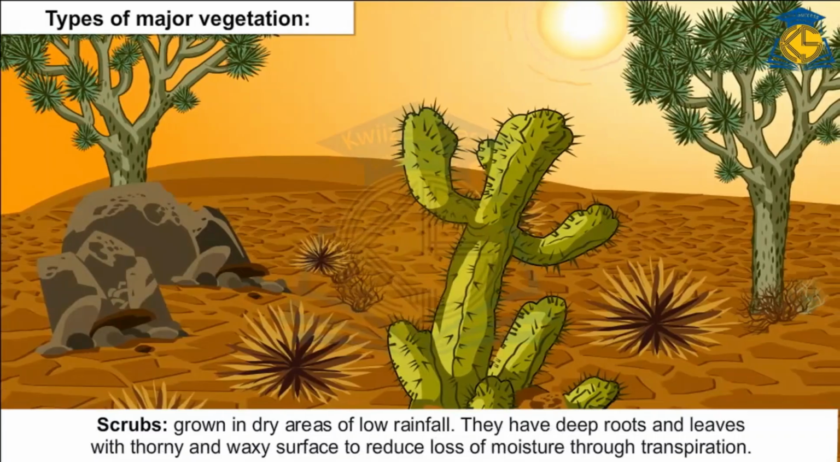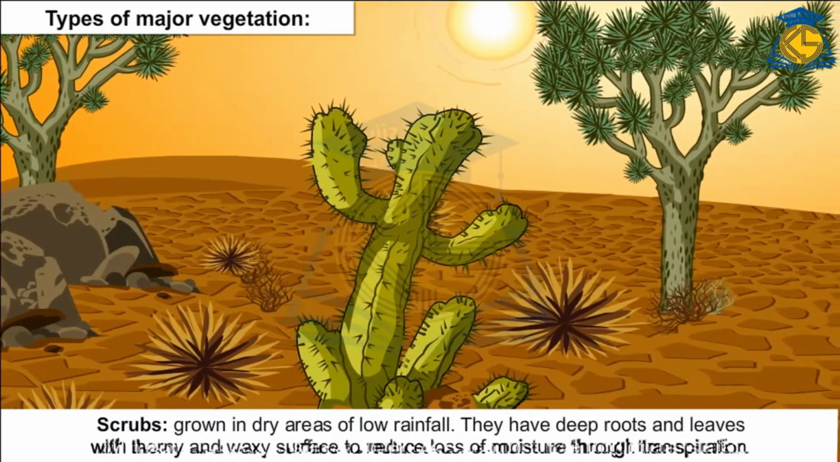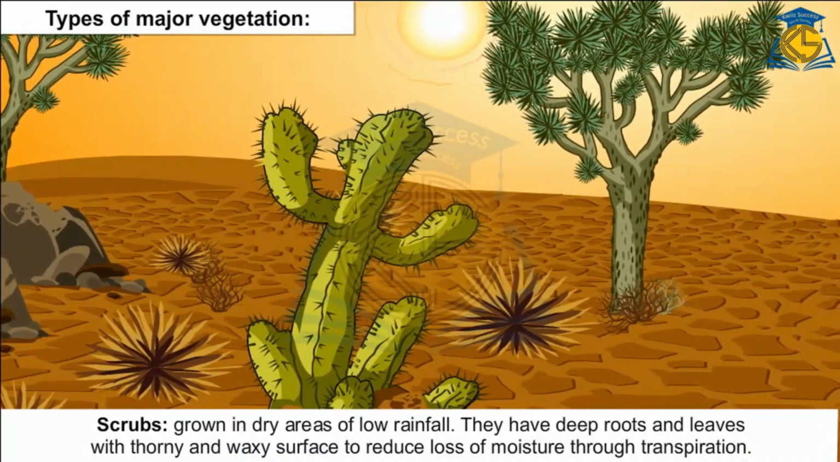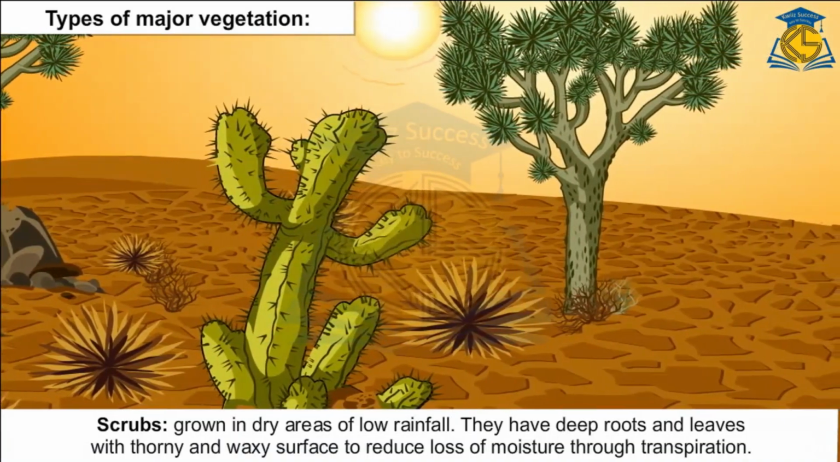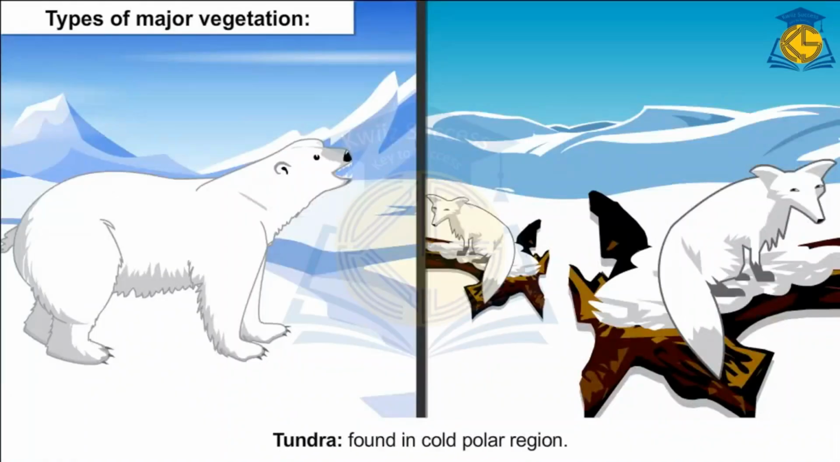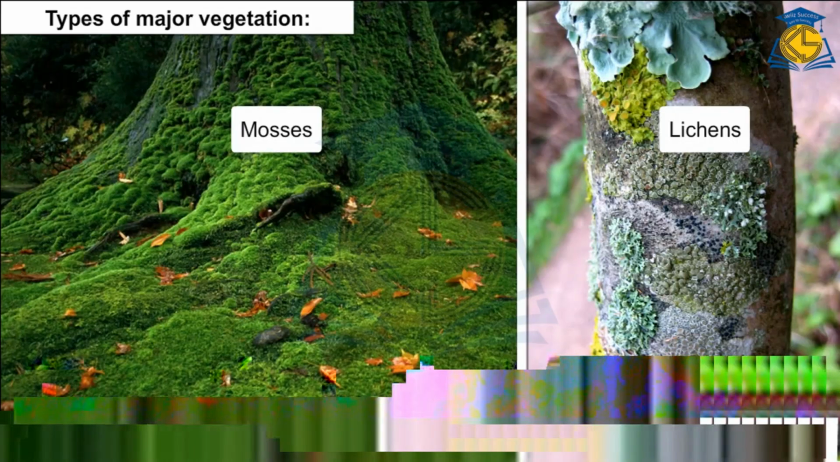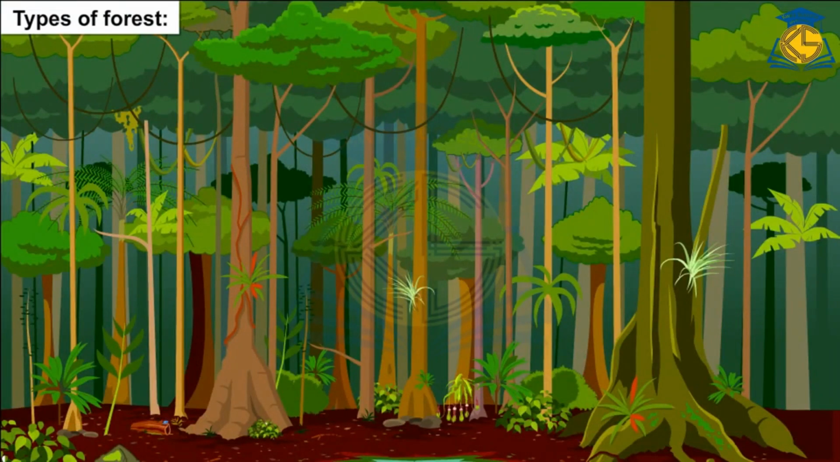Scrubs. Grown in dry areas of low rainfall. They have deep roots and leaves with thorny and waxy surface to reduce loss of moisture through transpiration. Tundra. Found in cold polar regions. Example, mosses and lichens.